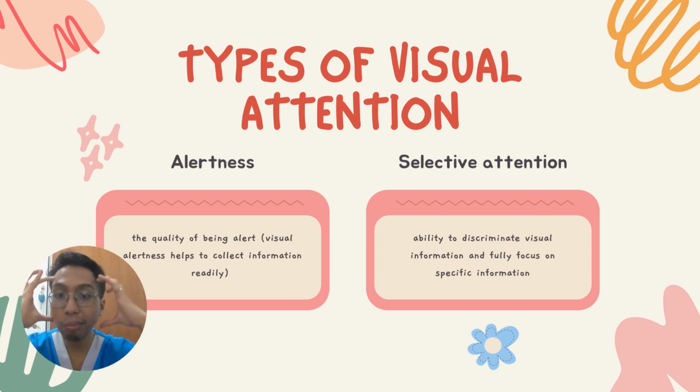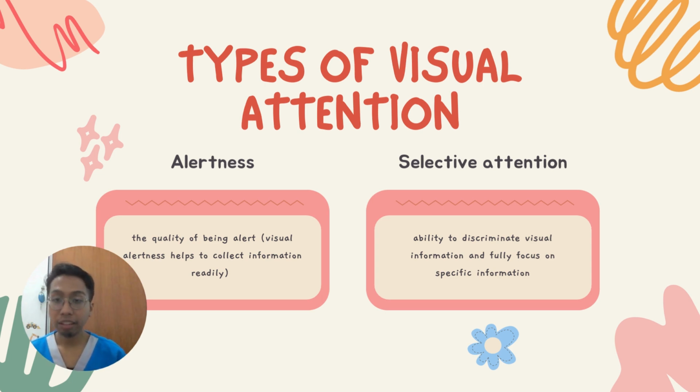So when you become more alert, you become more focused. So you get more information from what you have been taught. Because let's be real, it's a bit difficult to be alert, and this is part of visual attention lah. And then next is selective attention. And I know this is very important in terms of finding that one specific information yang kita perlukan lah. So selective attention is the ability to discriminate visual information and fully focus on specific information.